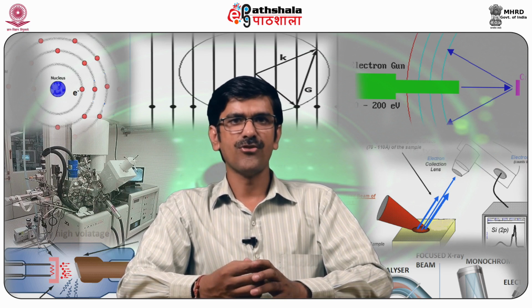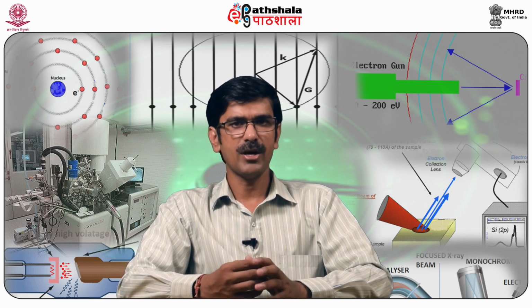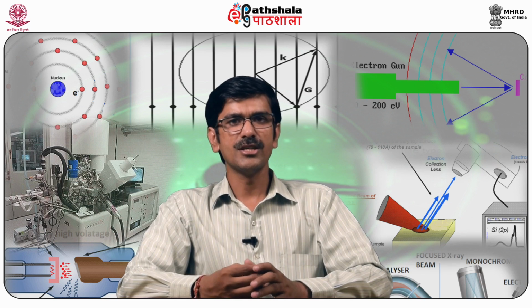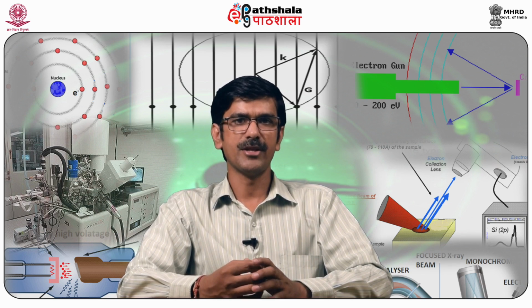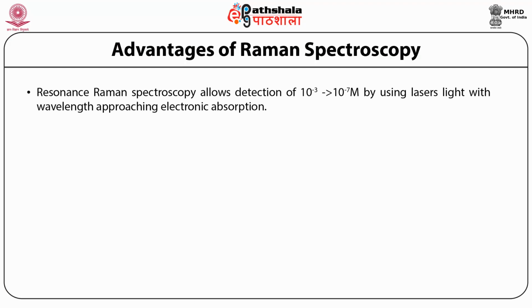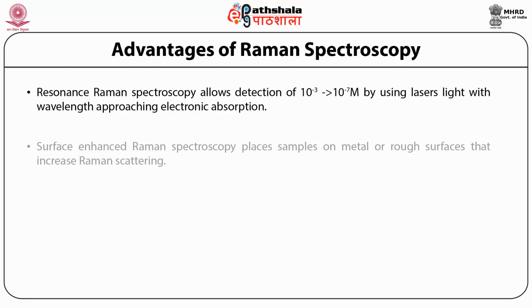There is interference with fluorescence. The negative part is that it has higher cost, the signal is weak, and it requires modified Raman methods. Resonance Raman spectroscopy allows detection of 10⁻³ to 10⁻⁷ molar using laser light with a wavelength approaching electronic absorption. Surface enhanced Raman spectroscopy places the sample on a metal or rough surface that increases the Raman scattering.